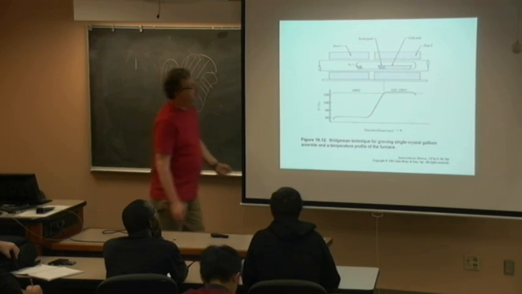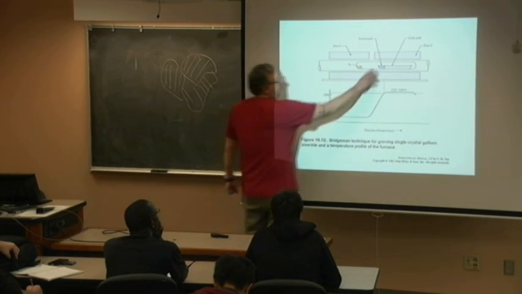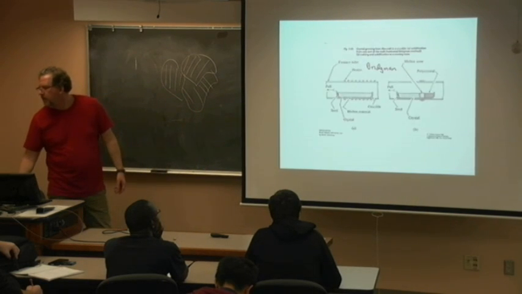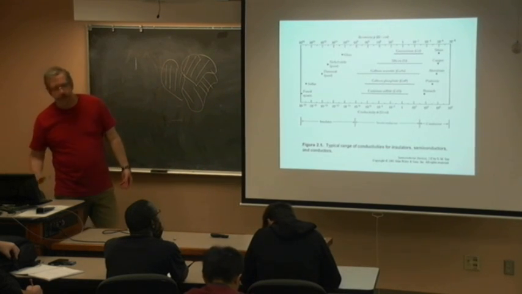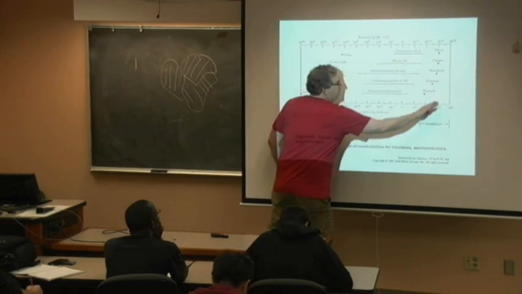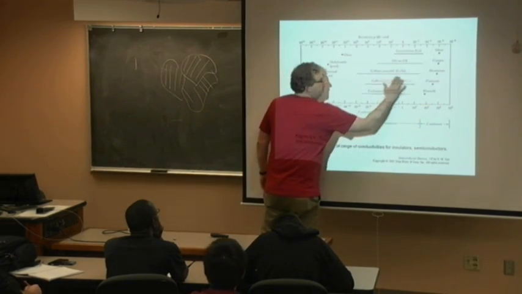Horizontal Bridgman, not really used because it picks up contamination from the crucible. So this is less important. And so, getting back to the semiconductors, right, we have the metals, we have the insulators, and the semiconductors.